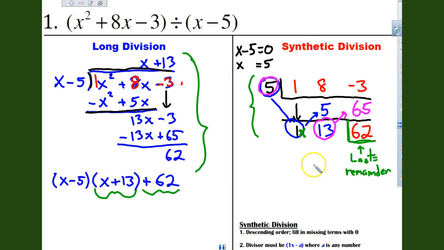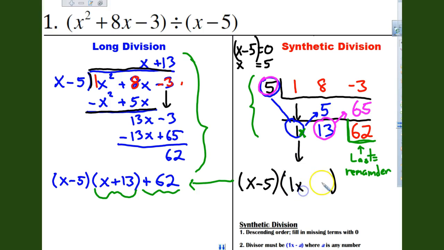But we have not written the answer down. The answer is in the same exact format as long division. So we can get this answer, the same thing, by doing this. Just take your divisor, right? Use your answer here and decode this, knowing that this 1 means 1x. The 13 is the constant term, and the last number is the remainder. And these, your answers for long division and synthetic division, are going to actually match.